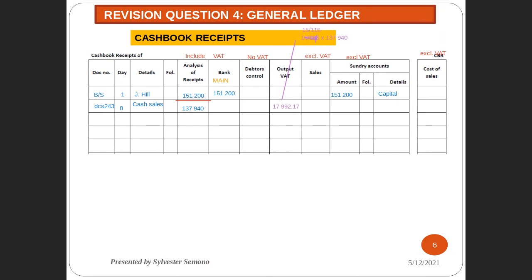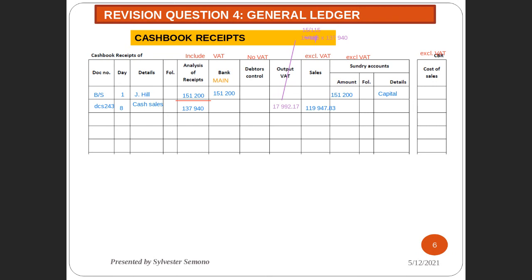Sales. Can you see the sales must exclude VAT? In other words, this amount, we need to exclude VAT to find the sales. How much do we get? So if you say 137,940 minus 17,992, how much do you get? Thank you so much for that, Asavela. Thank you so much. I appreciate it. 119,947.83. Thank you so much, guys. Much appreciated.